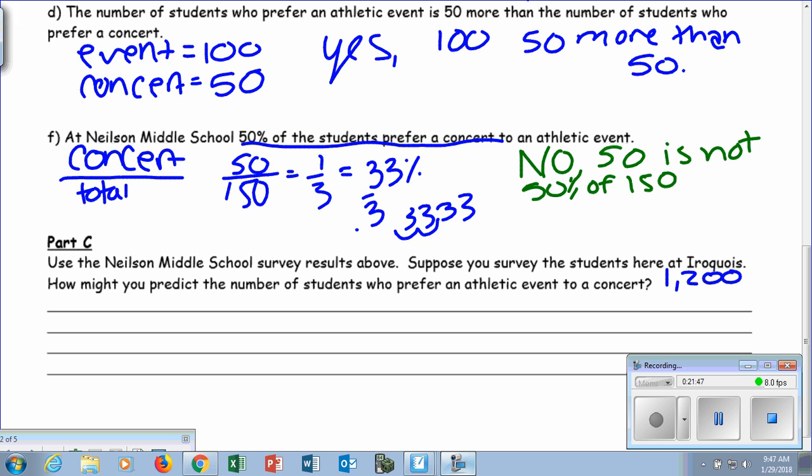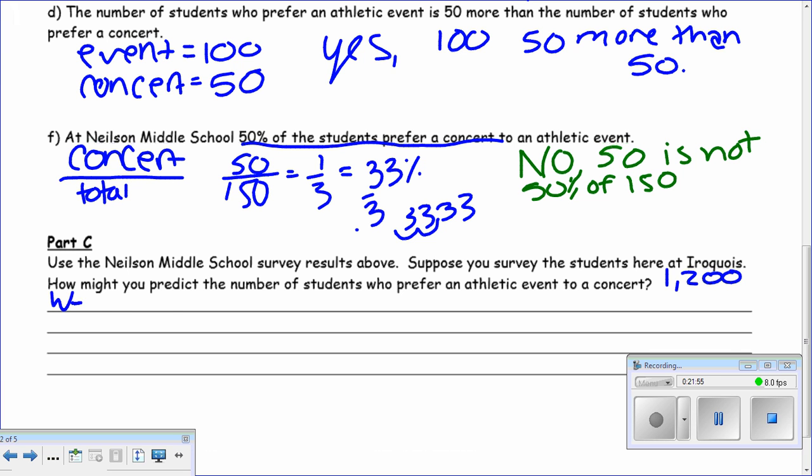Okay, for part C, what do we know? We know how many students prefer the concert. What percentage or fraction? We stated it above. How many prefer the concert? 33%. 33%, or 1/3, prefer concert.